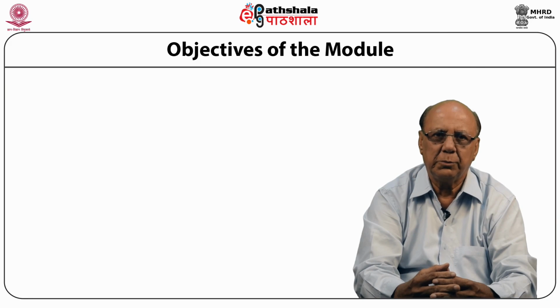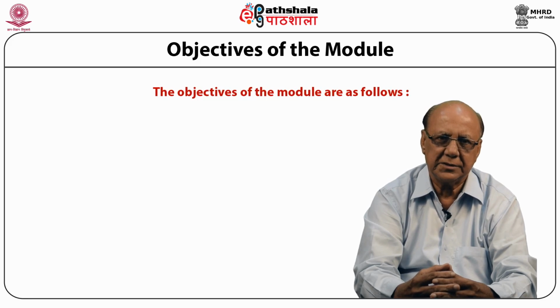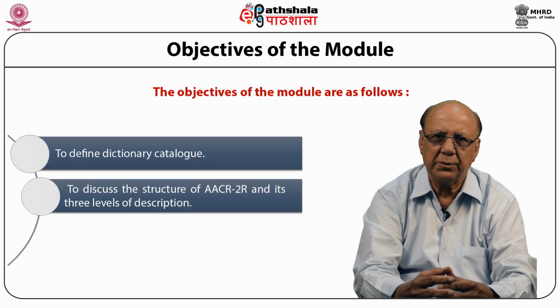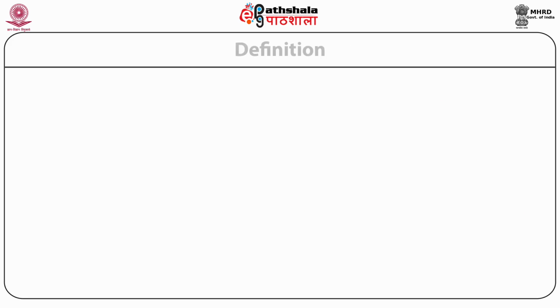Objectives of the module. The objectives of the module are as follows. First, to define dictionary catalog. Second, to discuss the structure of AACR-2R and its three levels of description. Third, to define main entry, added entries, and references according to AACR-2R and their structure.